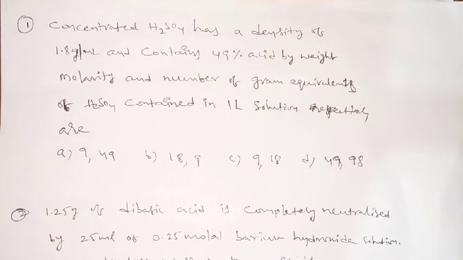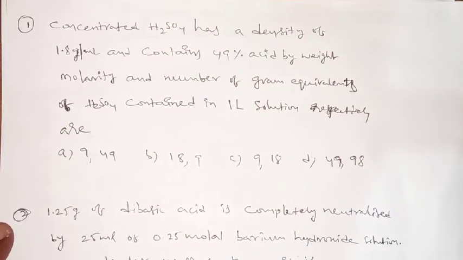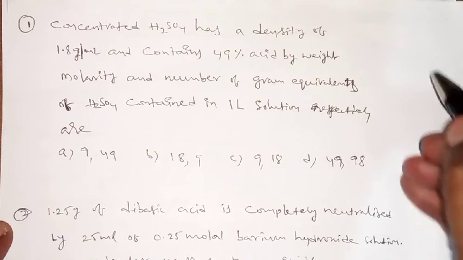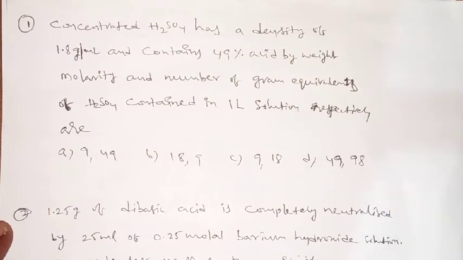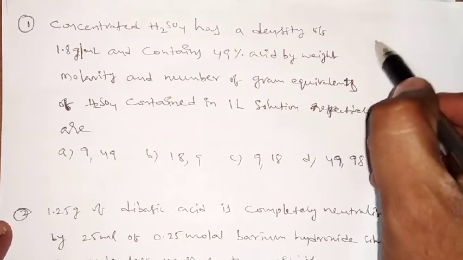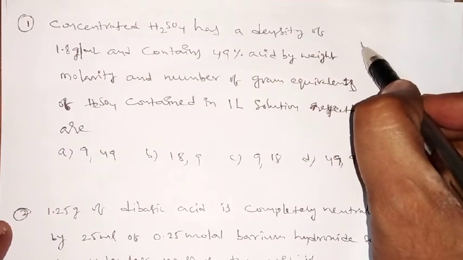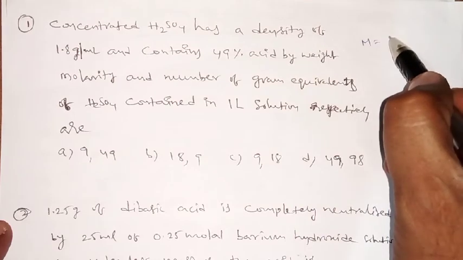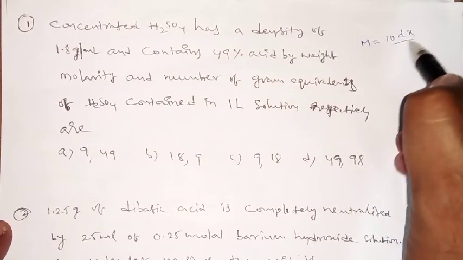So I hope you understood the question. They are discussing the concentrated H2SO4 that is 49% acid by weight. So molarity is asked. Whenever the density is given, you have to use this formula: molarity or concentration equals 10 dx by M. This is the formula.